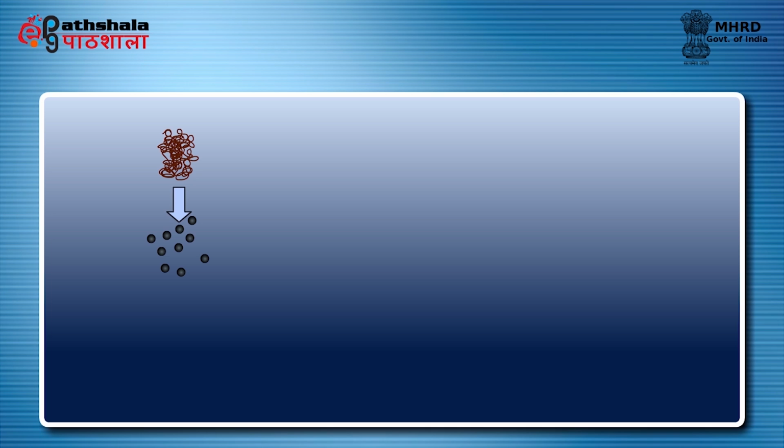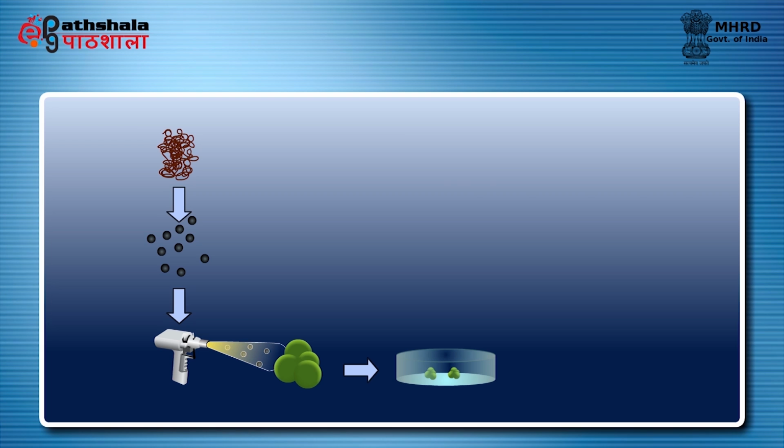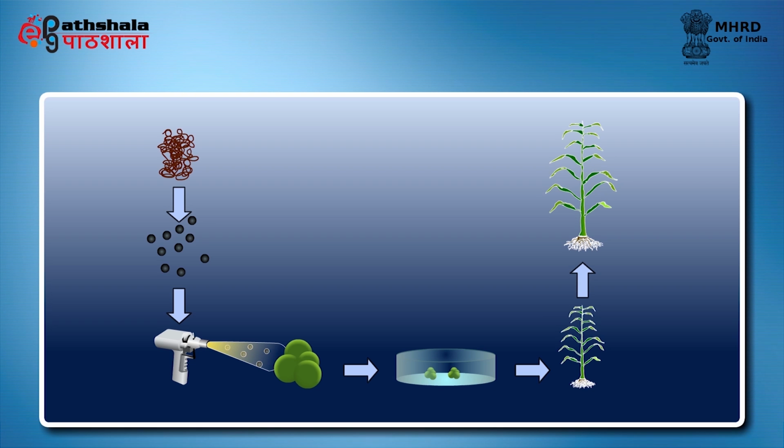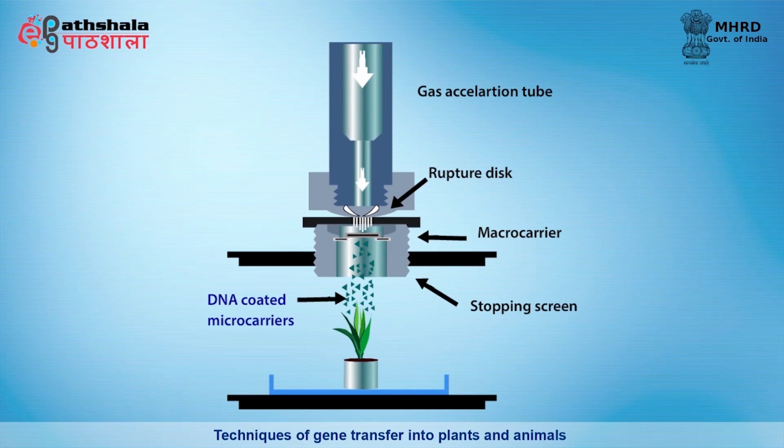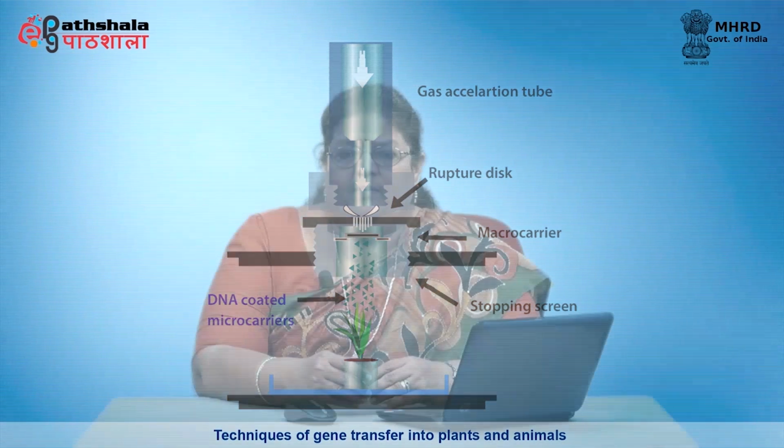In this method, the foreign DNA containing the genes to be transferred is coated onto the surface of very minute gold or tungsten particles. These particles are only 1 to 3 micrometers in size. They are then bombarded onto the target tissue or cells using a particle gun. The particle gun is also called a gene gun or a shotgun or a microprojectile gun.